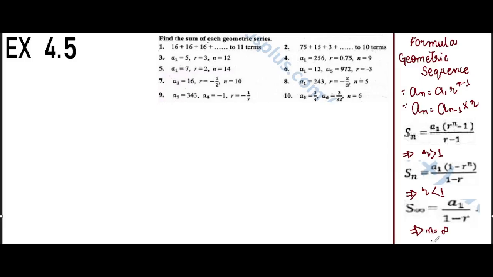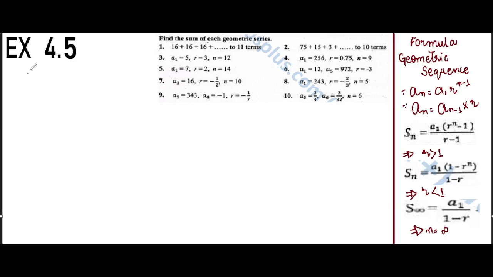We are going to use these new formulas over here, the formulas of sum of geometric sequences. When r is greater than 1, we are going to use this formula. If r is less than 1, we are going to use this formula. And if n equals infinity, that means that we have to find the sum of an infinite geometric sequence that has no end. Then we are going to use this formula.